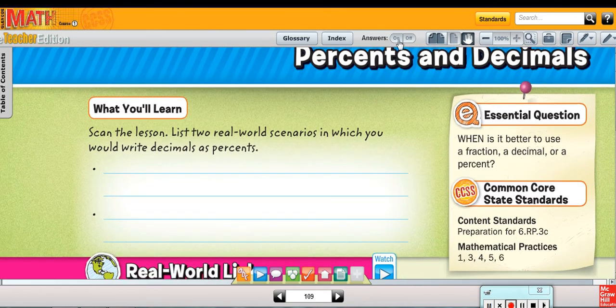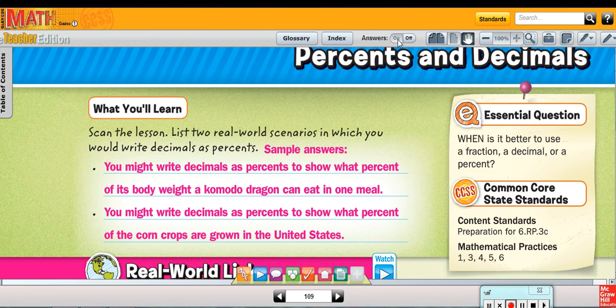Okay, if you take a look here, some examples you might have found might be writing decimals as percents to show the percent of body weight that a Komodo dragon can eat in one meal. You might have seen what percent of the corn crops are grown in the United States. Those are a couple examples. You may have others that you wrote down. Just some real world, seeing how decimals and percentages relate to the world around us.